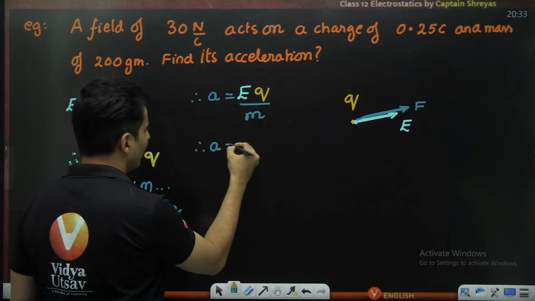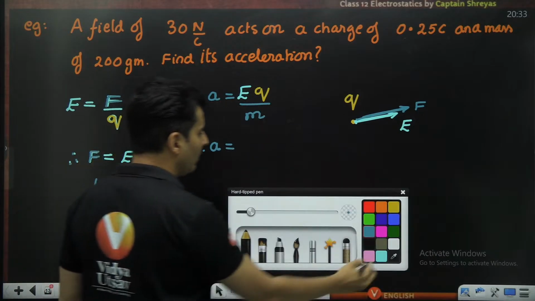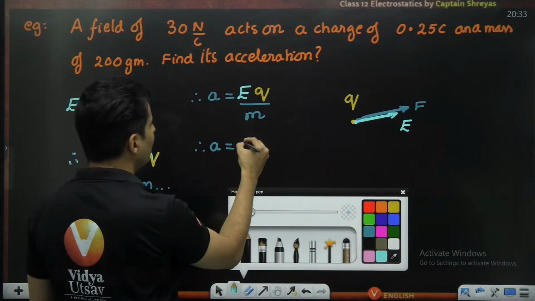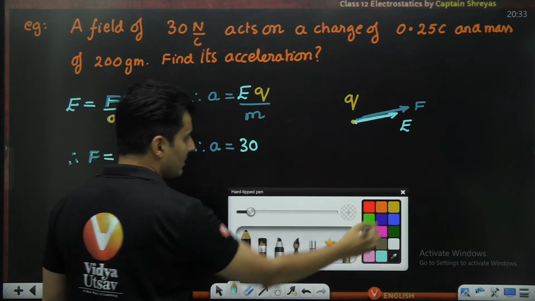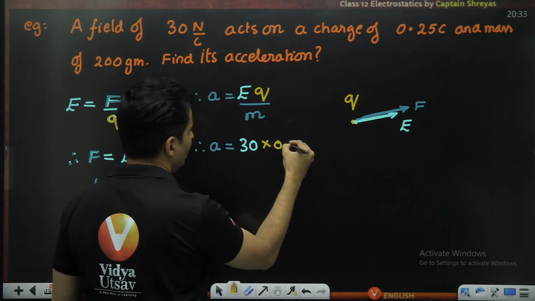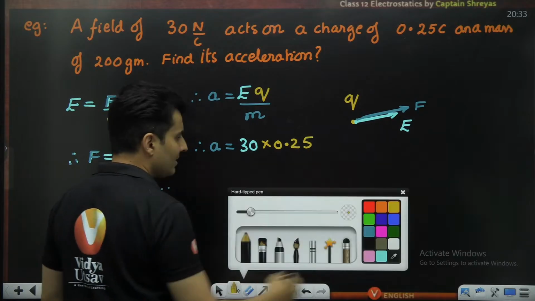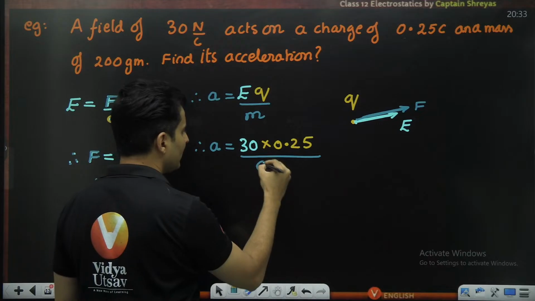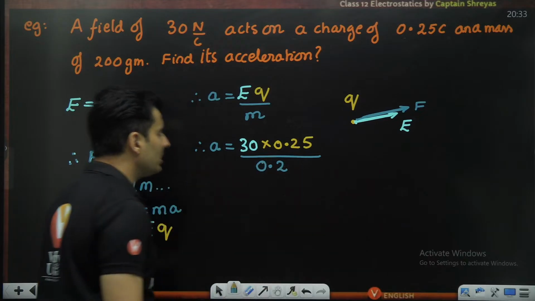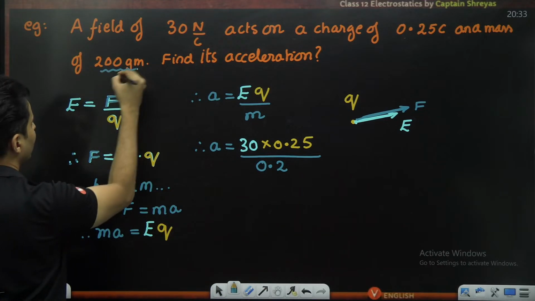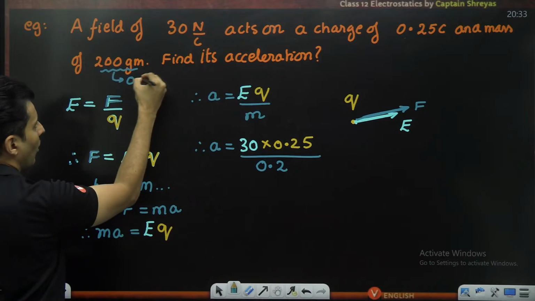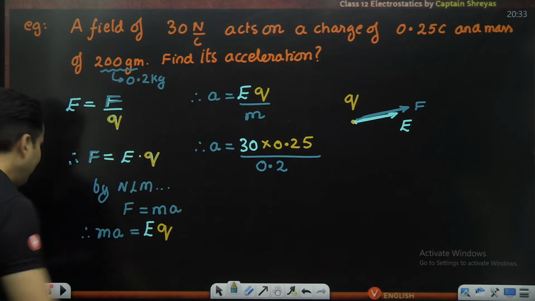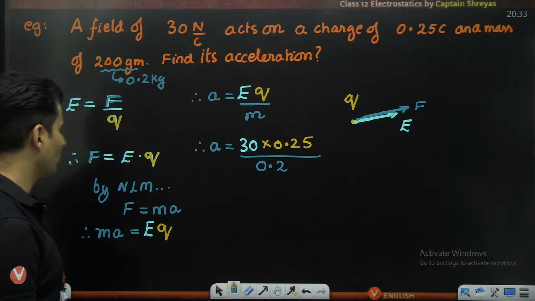Perfect. So let's figure it out now. Electric field value, I think it is given to me as 30. Is the charge given to me? Yes, as 0.25. Is the mass given to me? I think so. 200 grams is basically 0.2 kg. Yes, this 200 grams is nothing but 0.2 of a kg. Is that right? So that's how we are going to solve the question now.